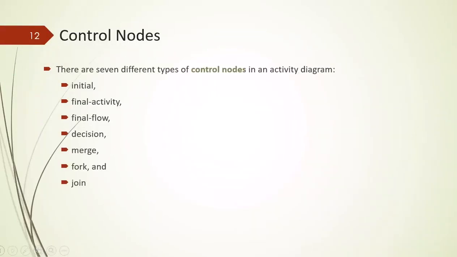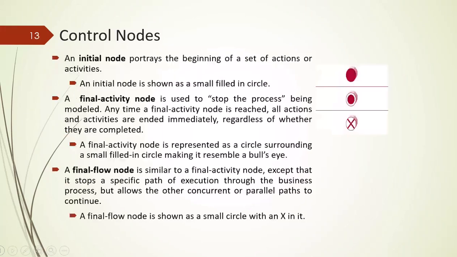Now let's discuss the control nodes. There are 7 different types of control nodes in an activity diagram: the initial, final activity, final flow, decision, merge, fork, and join. The initial node portrays the beginning of a set of actions or activities. This is the initial start. The final node is used to stop the process being modeled.